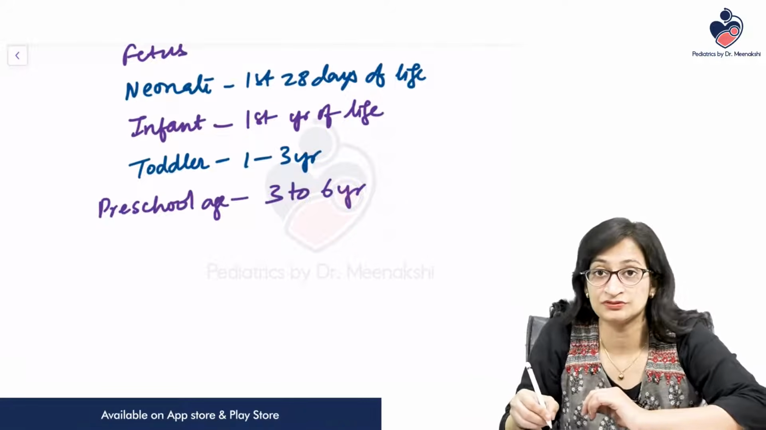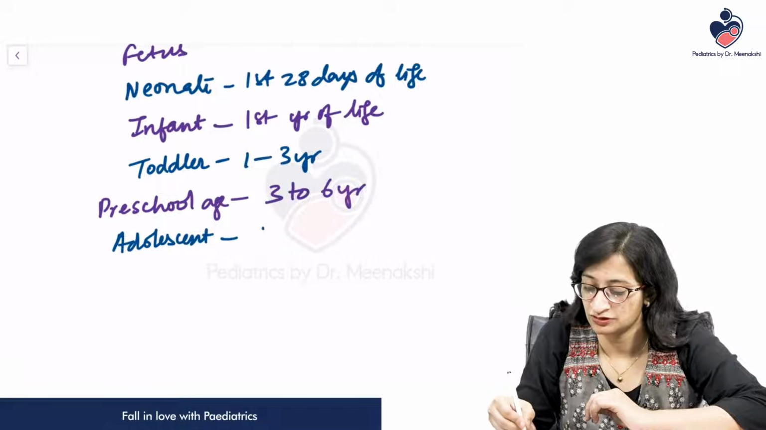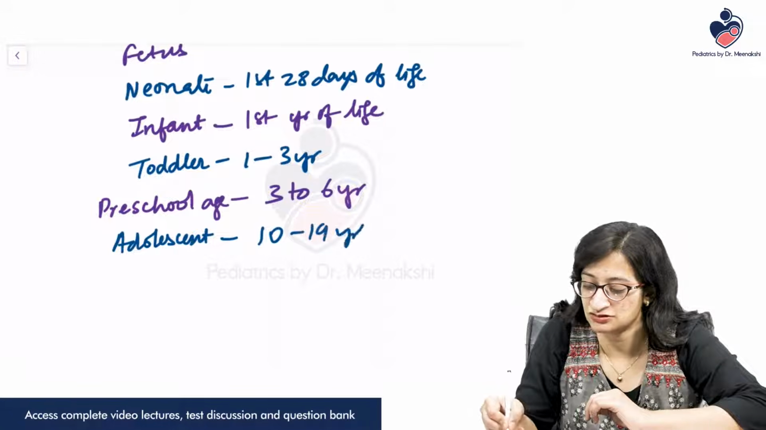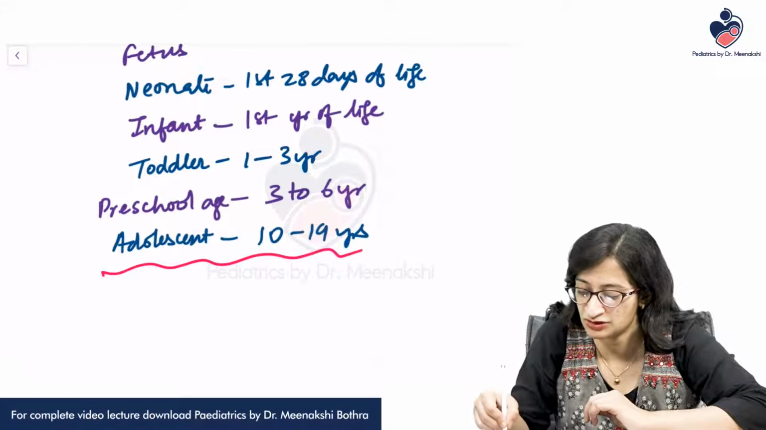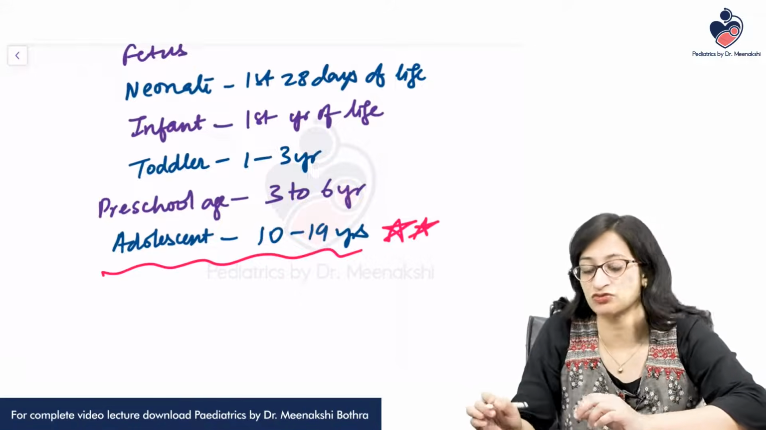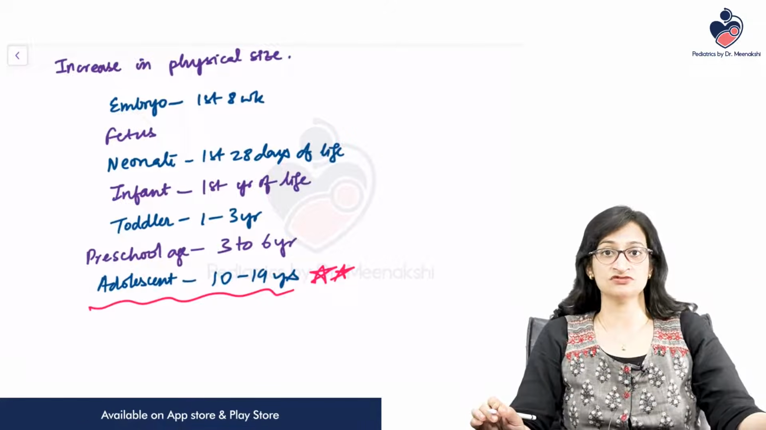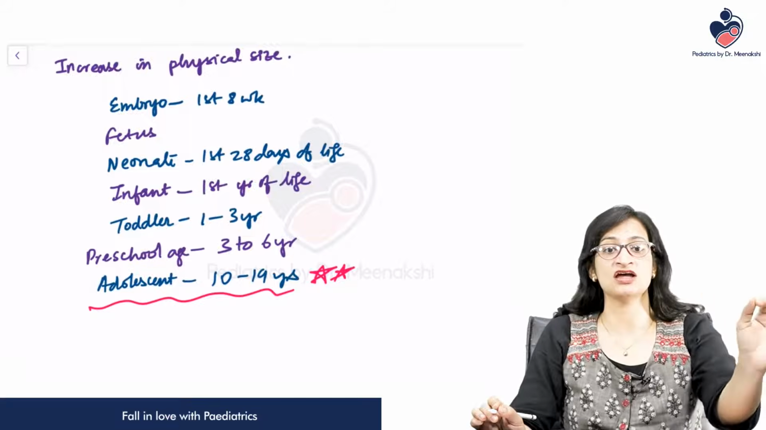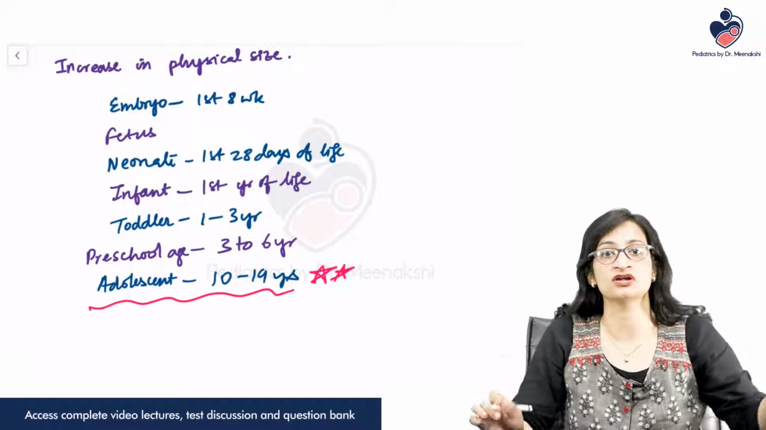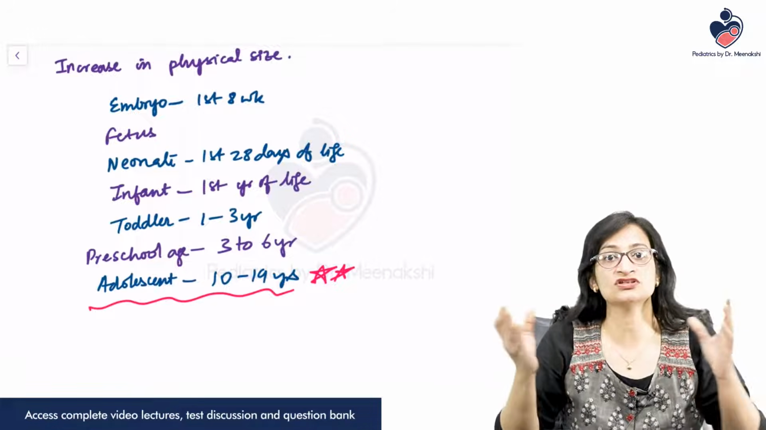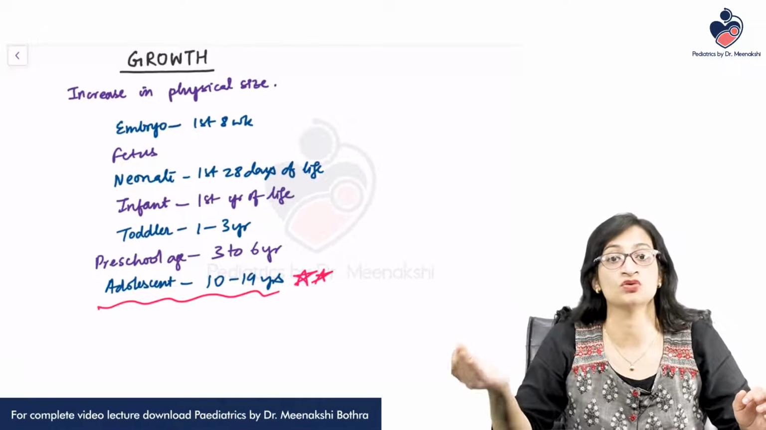Adolescent age group is 10 to 19 years. The WHO definition of adolescence, and that comes in a separate MCQ as well. Adolescent age group, very important, is 10 to 19 years. So you can appreciate a huge magnitude of increase in physical size is taking place from a zygote to embryo, fetus, neonate, infant, toddler, adolescent, adult. Right? So this huge magnitude of increase in physical size that is taking place is called growth.